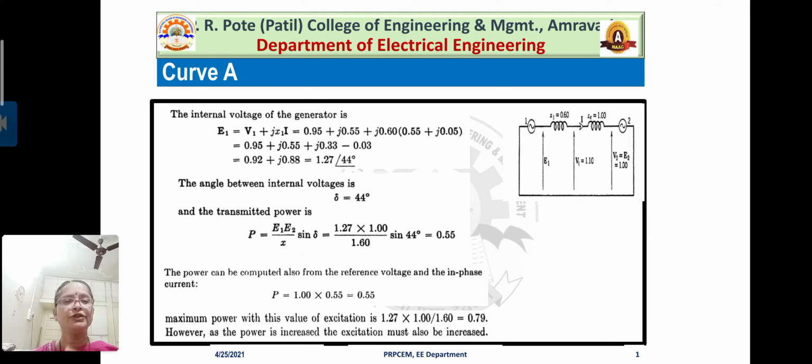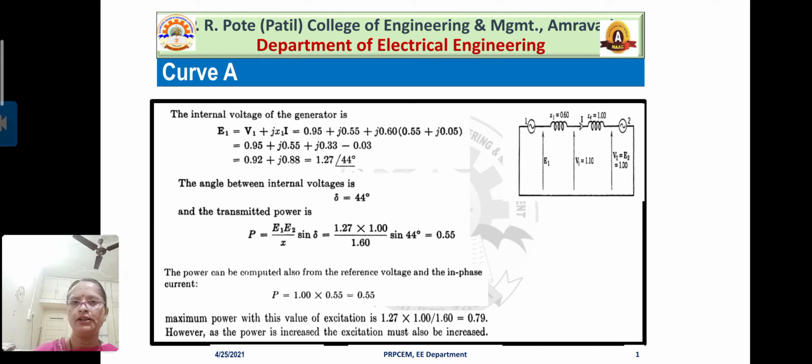And what is this 44 degree? It is the load angle, rotor angle delta. So delta is equal to 44 degrees, below 90 degrees. And the transmitted power is E1 E2 by X sine delta. Substitute all the values. E1 we know, E2 is equal to V2, divided by total reactance 1.6, into sine 44 degrees. What you will obtain is transmitted power 0.55.